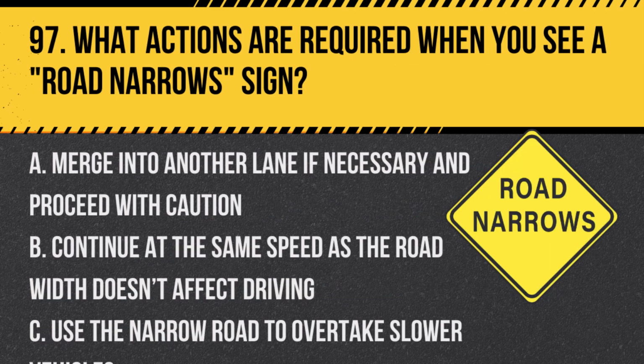Question 97. What actions are required when you see a road narrow sign? A. Merge into another lane if necessary and proceed with caution. B. Continue at the same speed as the road width doesn't affect driving. C. Use the narrow road to overtake slower vehicles.